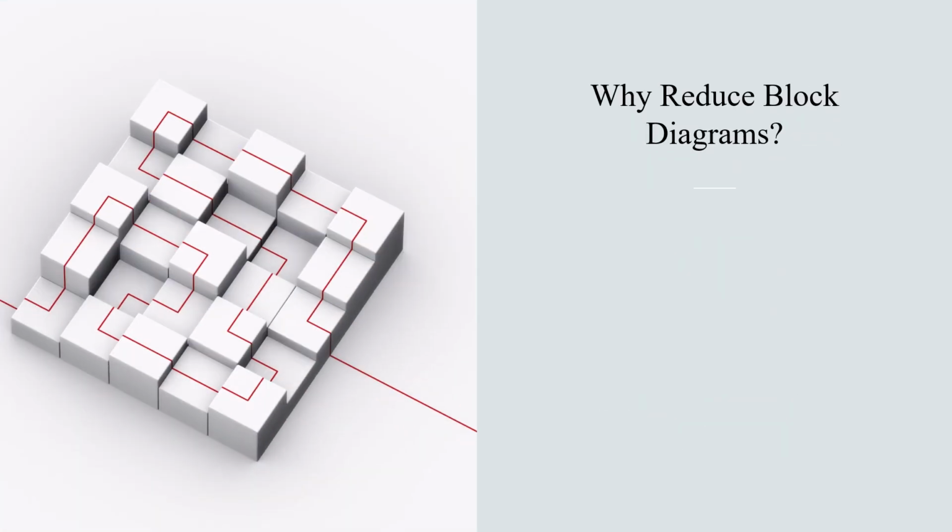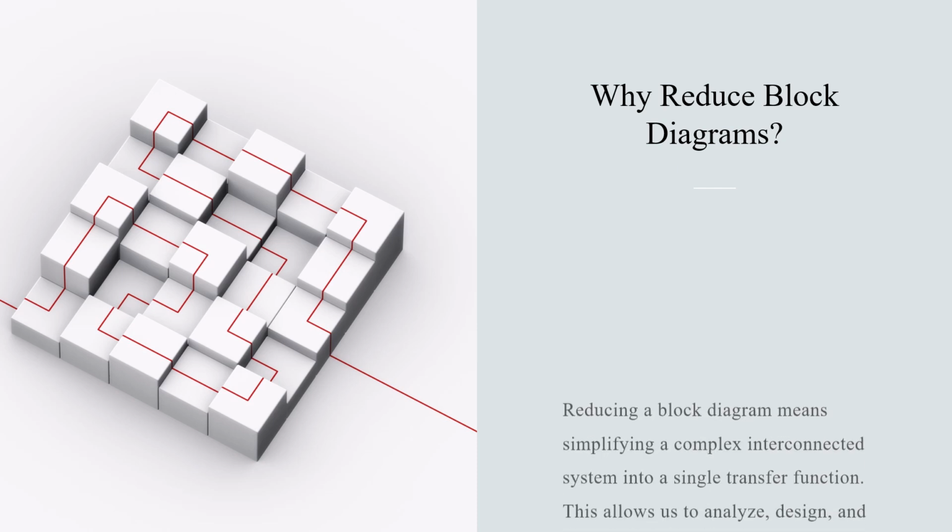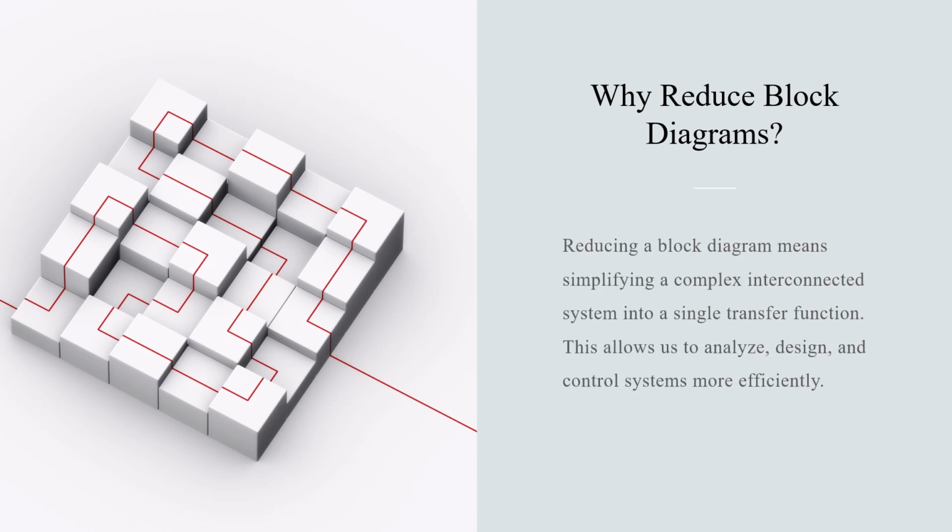And why reduce block diagrams? Because we have many interconnected systems. For example, in the previous lecture we discussed the transfer function of an AC servo motor, in which we have many components: inertia, voltage, current, resistance, inductance, angular position, torque. Many things are being controlled, and all of these come in when we represent the system in a block diagram.